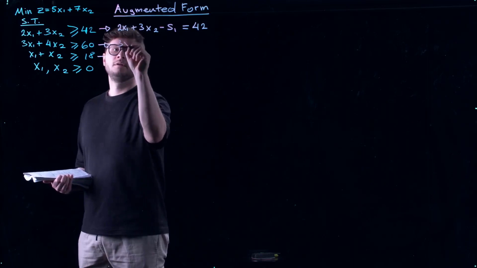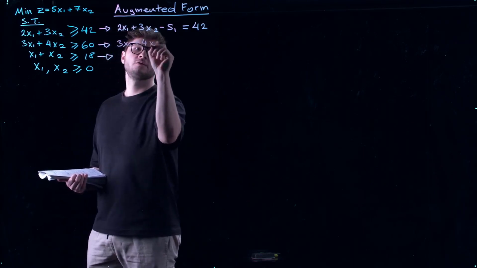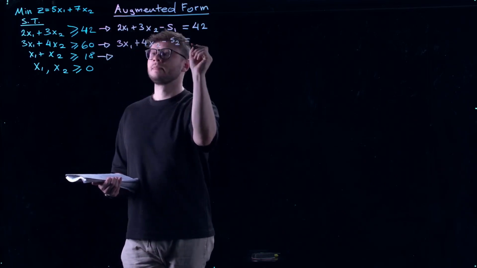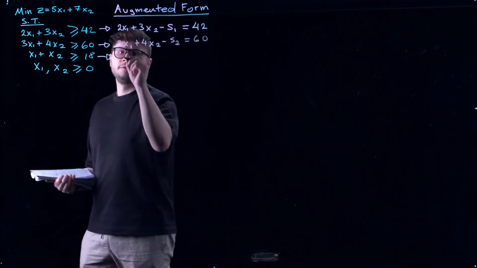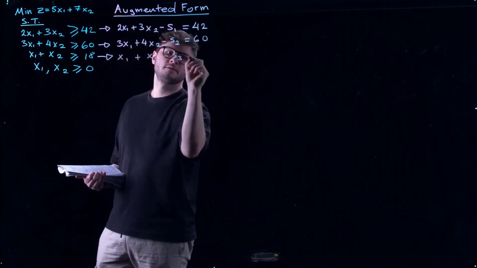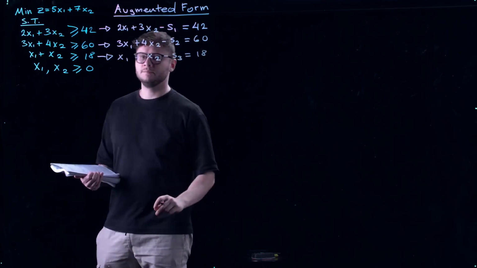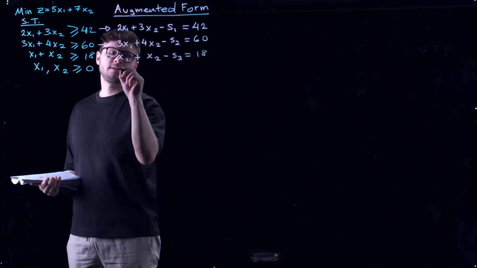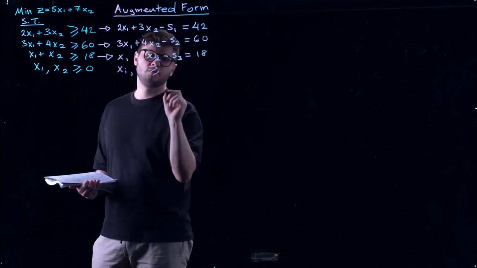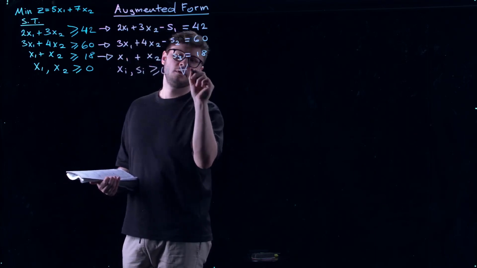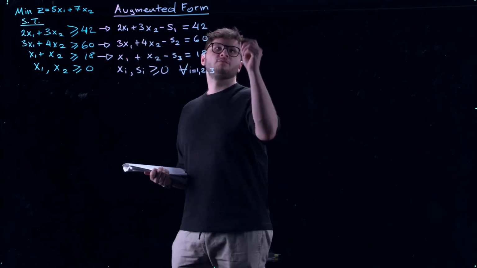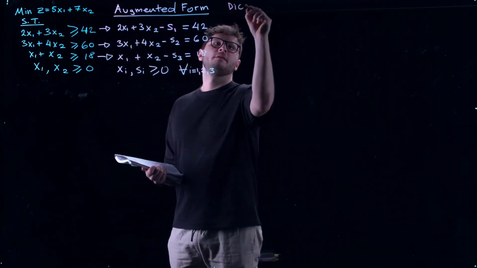So we're going to have 3x1 plus 4x2, this is for the second constraint now, minus slack variable 2 equals 60. And finally, x1 plus x2 minus s3 equals 18. This goes without saying, but xi and si are bigger than or equal to 0 for all i equals 1, 2, and 3.